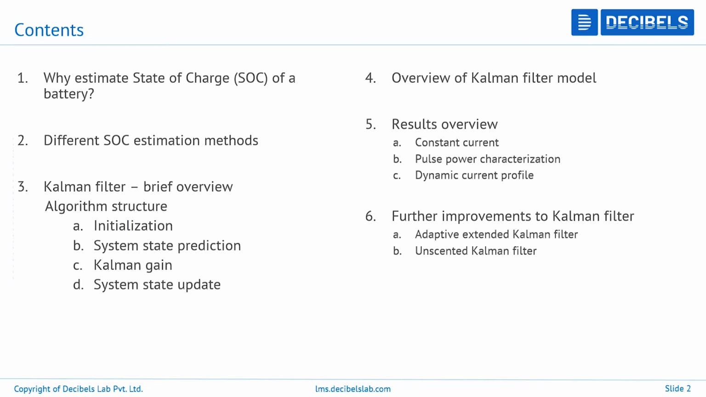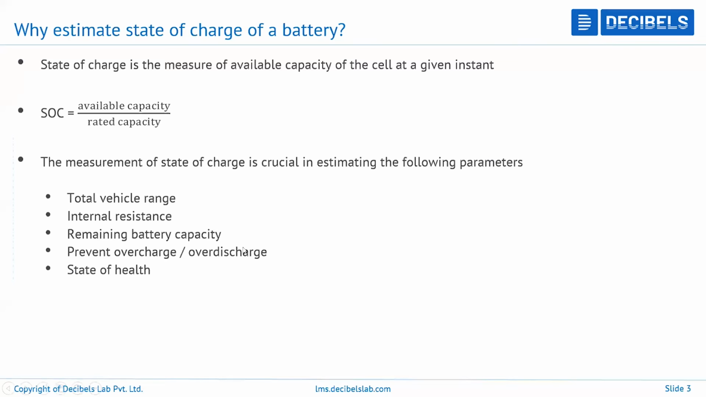And then we come to the final topic, further improvements to the Kalman filter. There are many different varieties, or categories, of Kalman filter, and the ones that have been in recent focus are the adaptive Kalman filter and the unscented Kalman filter. So what are the properties of these two? We will have a look at that as the final section. Okay. So with that, we will start with the first topic.